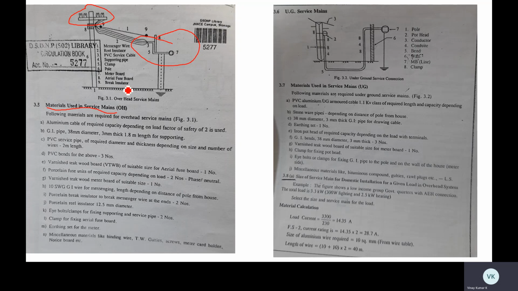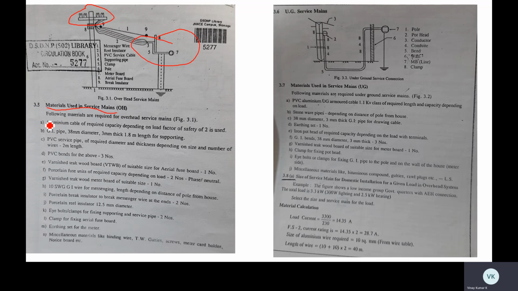So the whole thing, from the distribution side of the service lines to our home appliances, the distribution board of our home, the energy meter of our home, till then we call it service lines or service mains. So what are the things that service mains contain?